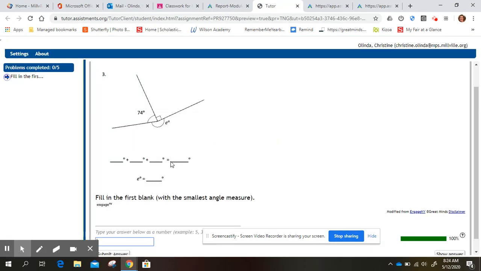And now we have number 3. All right, fill in the first blank with the smallest angle measure. So I know that this is 90 because it has this right here. And I know that this is much bigger than 90 because it's a much larger angle. So the smallest angle measure has to be 74.